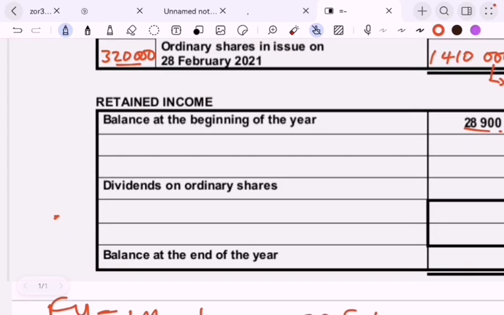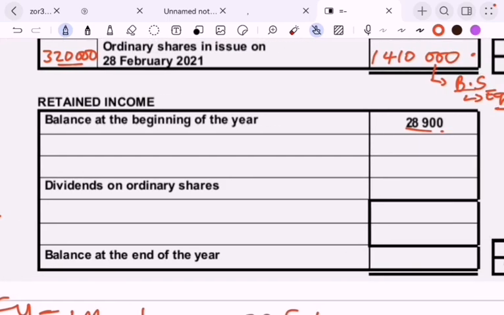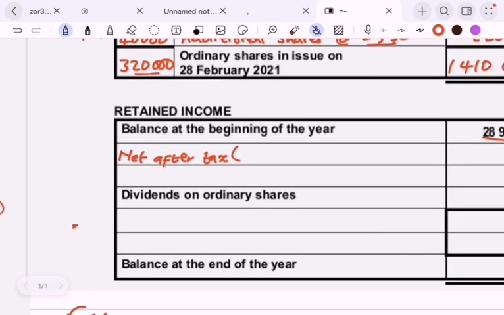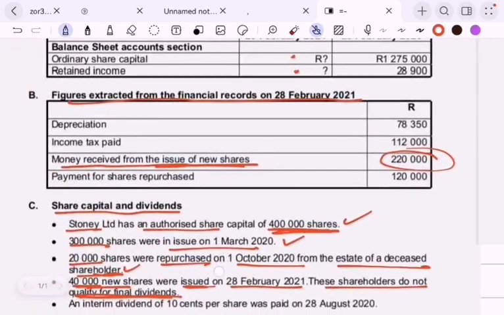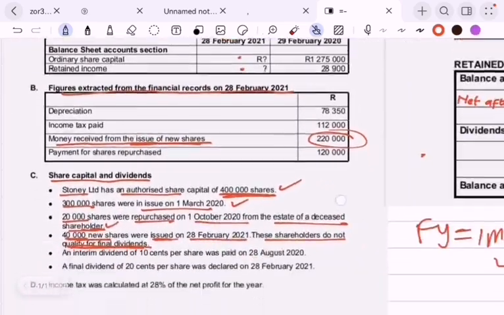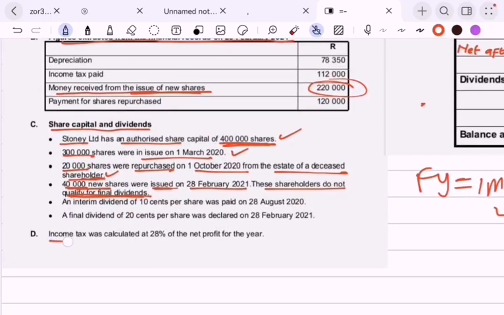So retained income, the first thing that you must check is your balance at the beginning, and by the look of things, it was already given. The next thing that is going to affect your retained income is your net profit after tax. Beautiful. So let us go find out about our net profit after tax. Where is it? Beauty. Information D. There it is.